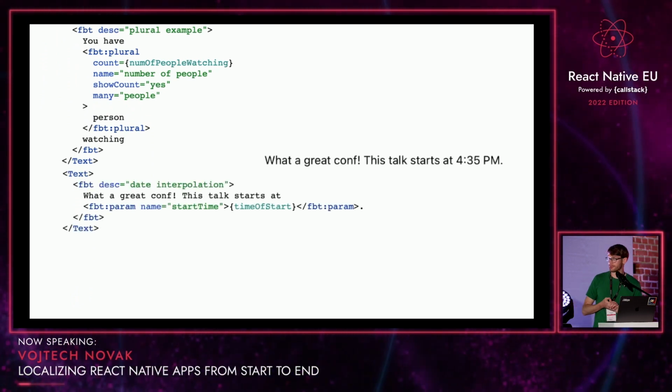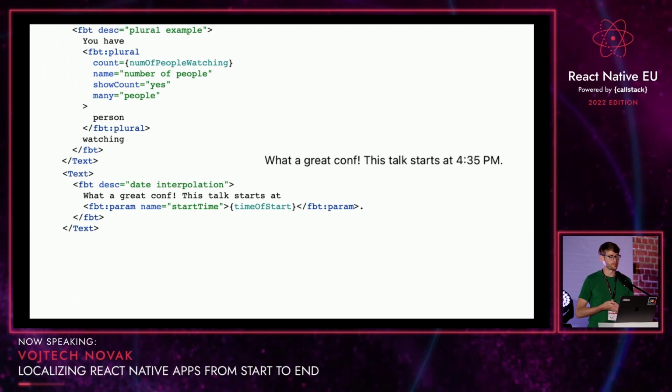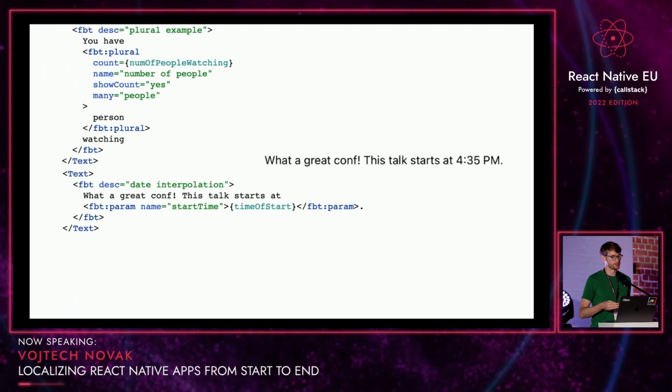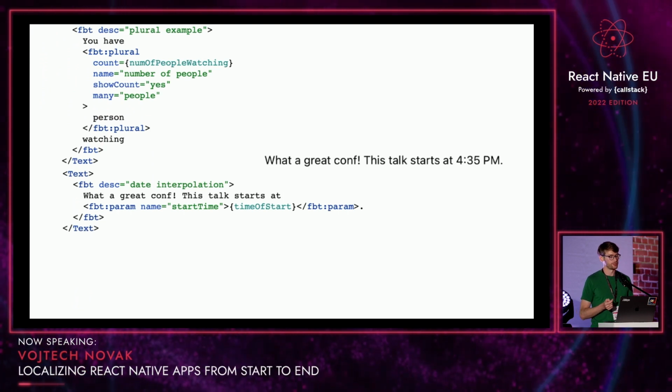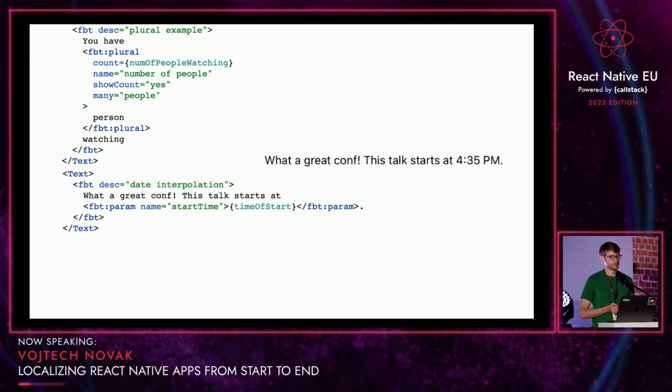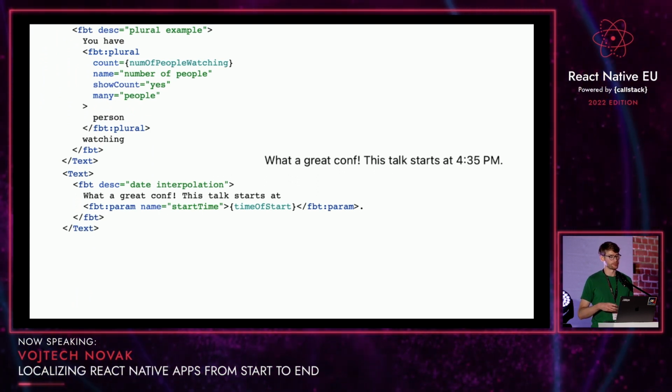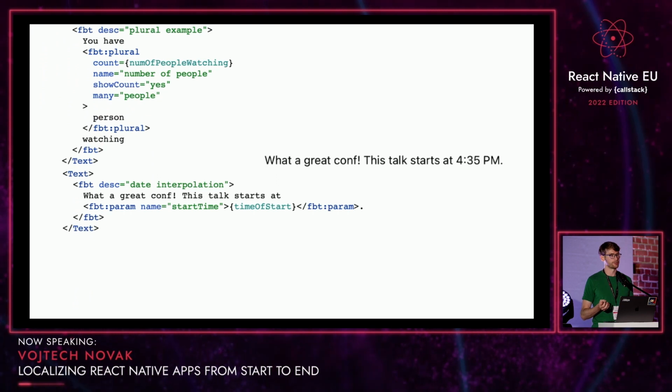Next example was with the parameter, the date at the end of the sentence. And again, this is the way FBT handles it. There's an FBT param component, and inside as a child of this component, you pass the actual value of the variable.